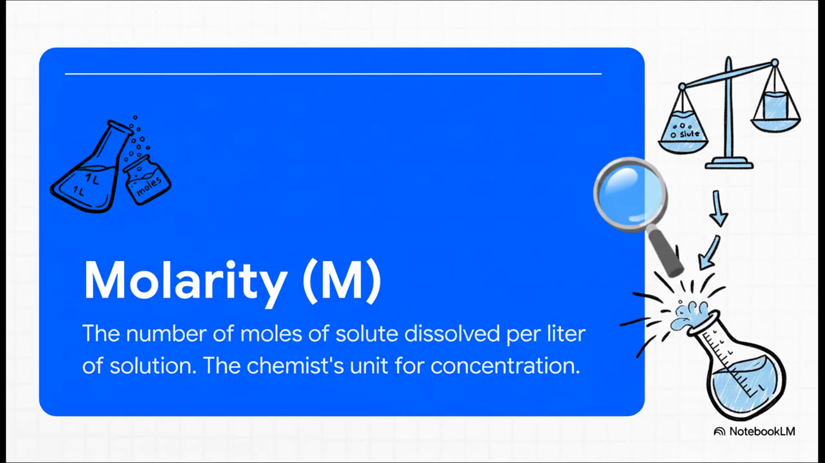Which brings us to the star of our show, molarity. So the official definition is the number of moles of solute dissolved in 1 liter of solution. Now that word mole might sound a little weird, but just think of it like a chemist's dozen. It's just a specific, super large number of molecules. And the reason chemists use it is because what really matters for reactions is the number of particles, not just their weight. So molarity is basically the ultimate strength rating for any chemical mix.